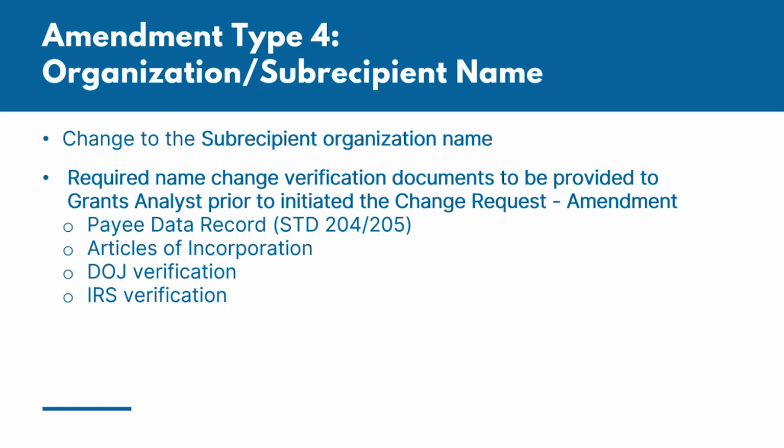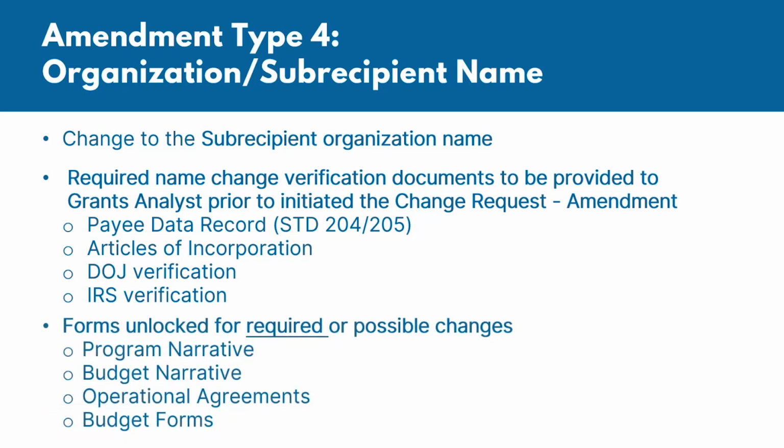Two other items required on our end to initiate the change in subrecipient name: we have to verify the nonprofit status with the California Attorney General's Office or DOJ, and we also need to do an IRS verification to make sure the status is current and the name is consistent. Once the grants analyst and unit chief at Cal OES complete initiating this amendment type, the forms that are unlocked include the program narrative, the budget narrative, budget forms, and operational agreements.